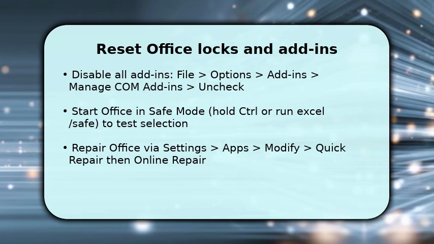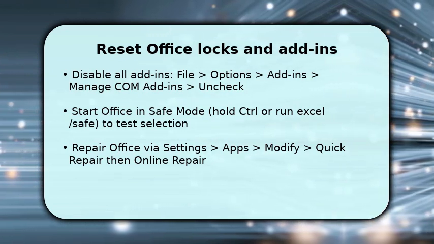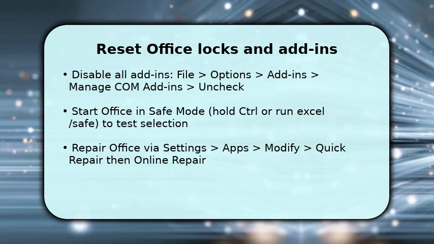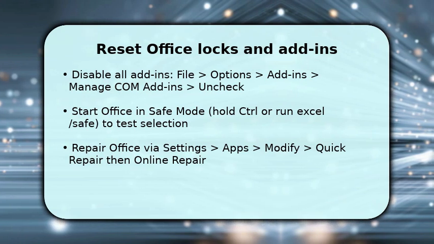If the problem persists, run a quick repair, and if needed, an online repair through your system app settings. These repairs restore corrupted components that block normal selection behavior.